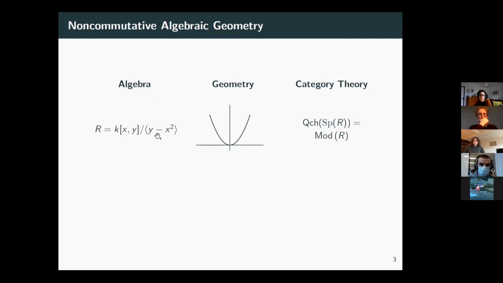But one may wonder, okay, do we have such a nice interplay when our algebra is non-commutative? Can we still use geometrical methods to study non-commutative algebra and so on? Well, one approach to see this, we don't have a spectrum available anymore, but we still have category theory information. So this is the approach we will take today also in order to look at non-commutative algebraic geometry.